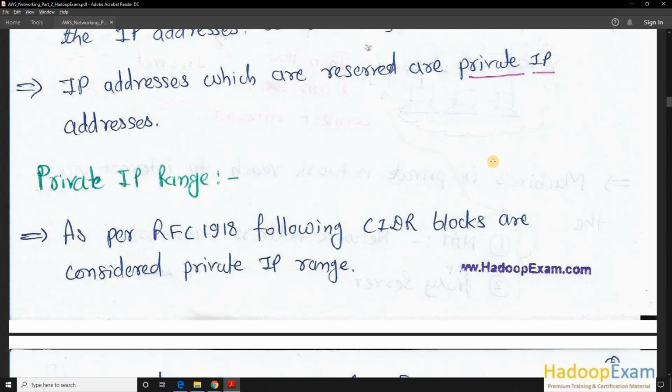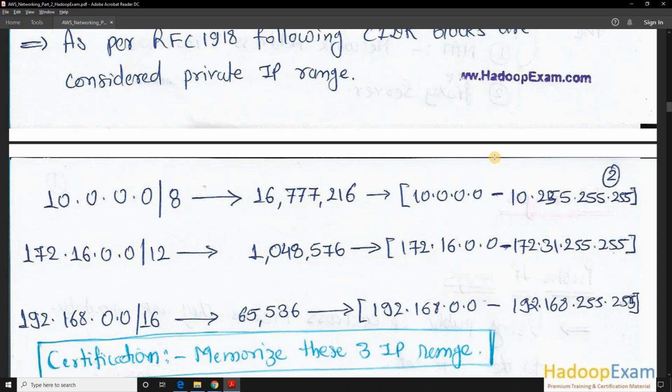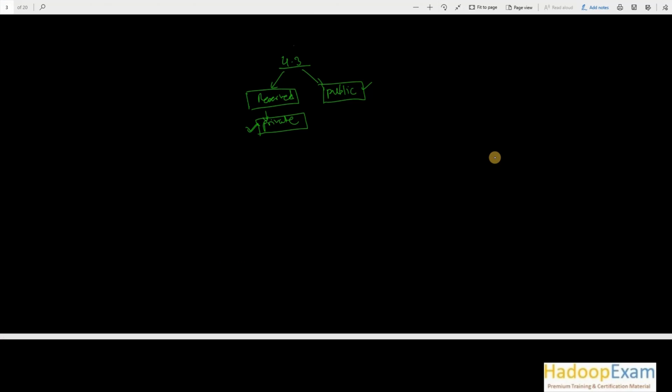RFC 1918 decided that a few of the CIDR blocks are considered private IP addresses and would not be available to use as public IP addresses. So these are the ranges. You need to memorize them. The best way to remember: 10/8. Another option is 172.16/12. Sorry, this is /12. And the next one is 192.168/16. So these three ranges of IPs are reserved IP addresses.